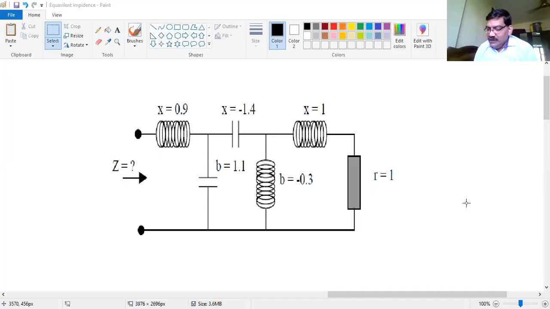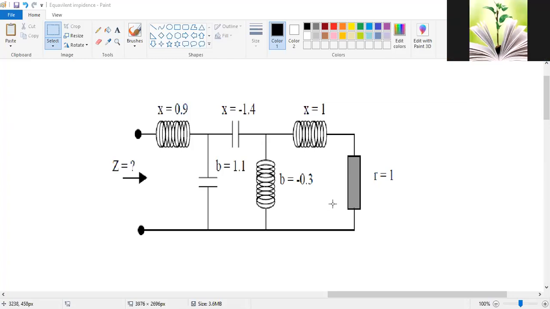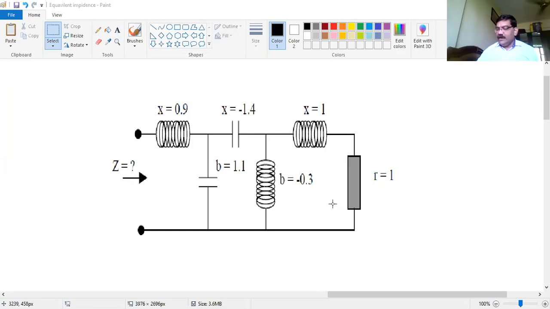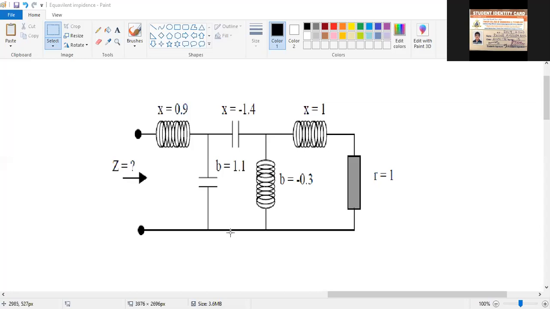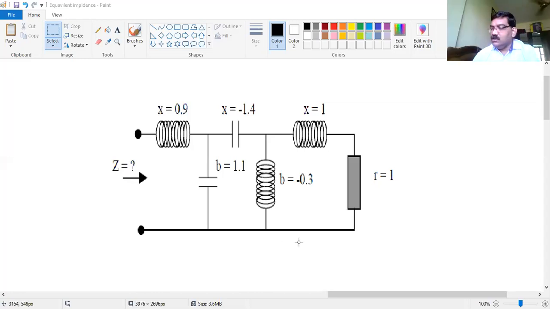So now we will start finding out the equivalent impedance. In the equivalent impedance calculation, here we have to find the Z. This series-parallel calculation we did, it is a very simple thing. But finding this equivalent impedance by the Smith chart is something different.